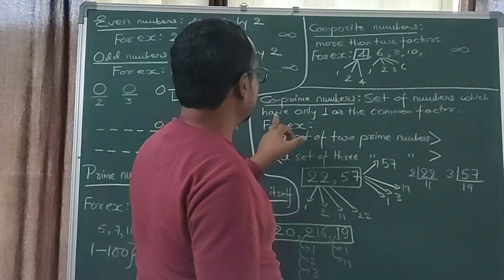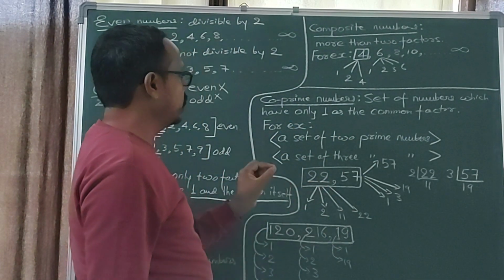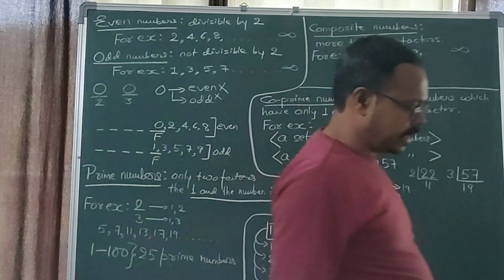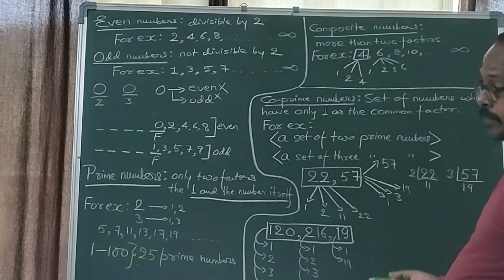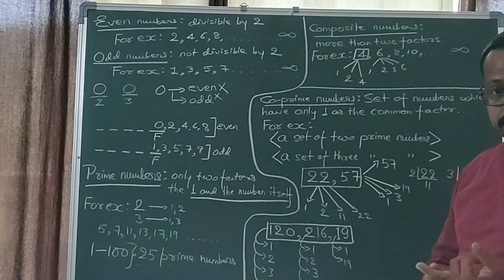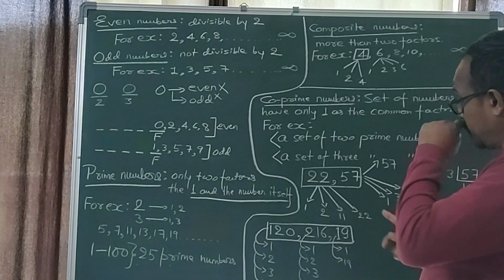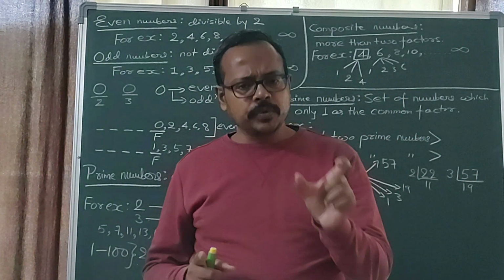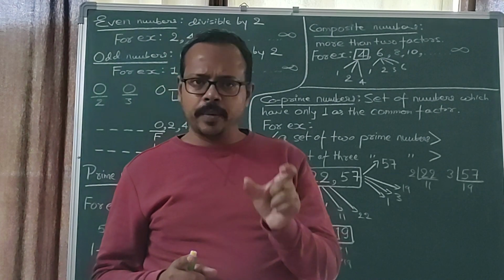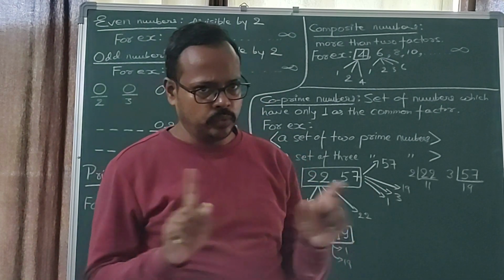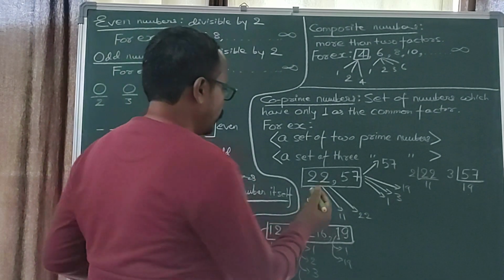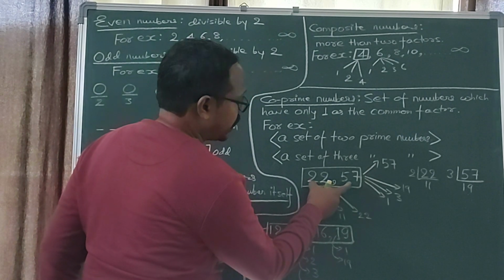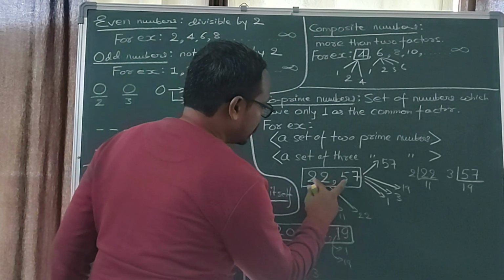Co-prime numbers are a set of numbers which have only 1 as the common factor. What can be various examples of co-prime numbers, right? It can be a set of two prime numbers. It can be a set of three prime numbers. It can be a set of four prime numbers, five prime numbers. So is it necessary that each of the numbers of the set of co-prime numbers is prime? No, this is not a mandatory condition, because for example 22, 57, none of these numbers is a prime number, but still this set itself is co-prime.